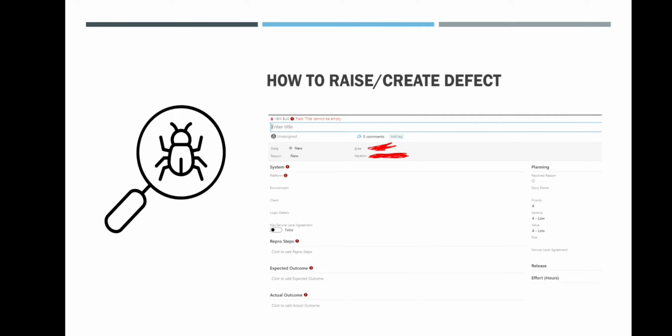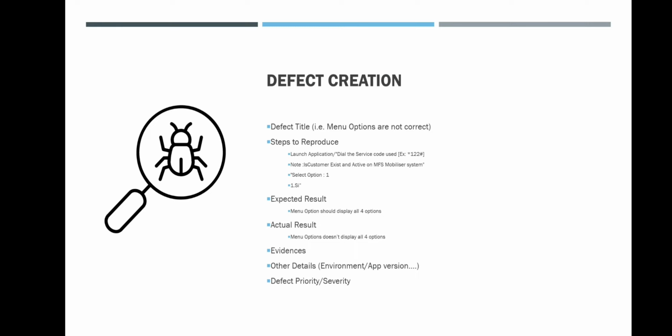And this is the template for defect creation. The defect creation needs a defect title, and steps to reproduce, where you provide what kind of steps you've done, so that the expected result doesn't match the actual results, and then evidence. As I said in the previous slide, you need to give environment details, for example if it's a mobile application, what kind of version you used to perform your testing. And you give the defect priority or severity. That is also a very important thing for any defect.